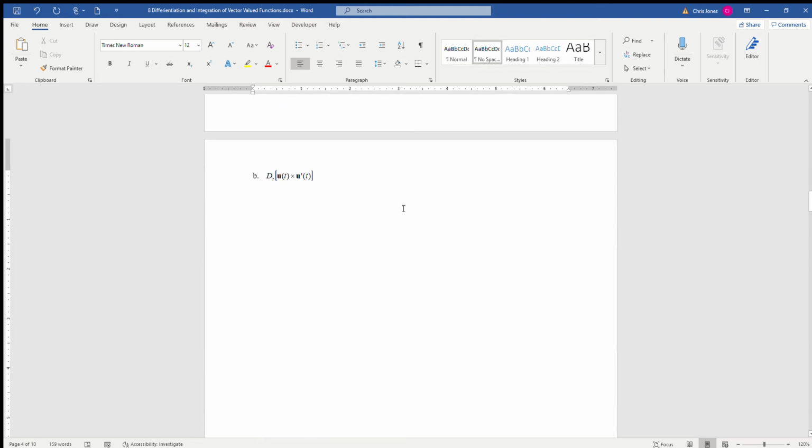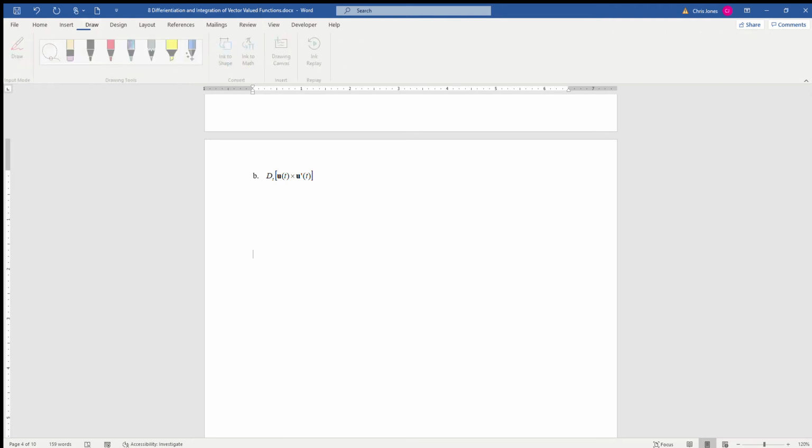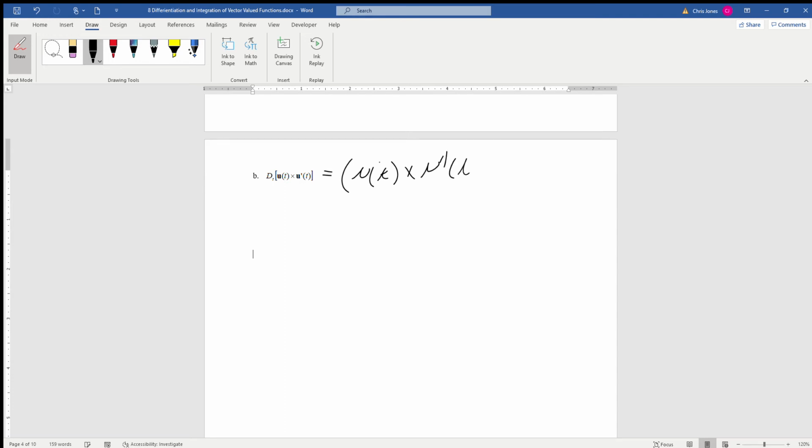All right, so a generic formula that we can spit out from this would be equal to u of t cross u double prime of t, plus u prime cross u prime. So that's the formula we're going to use, which means that we have to find u, u prime, and u double prime to be able to substitute into this part of the formula.